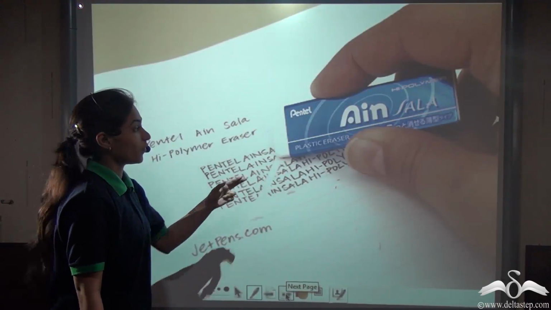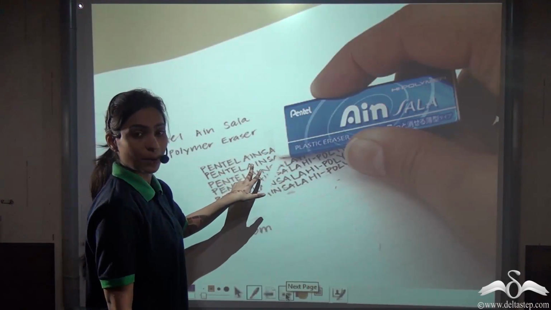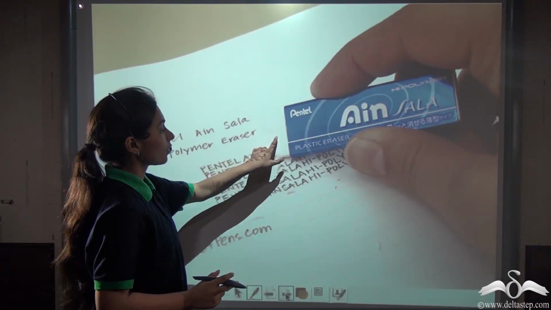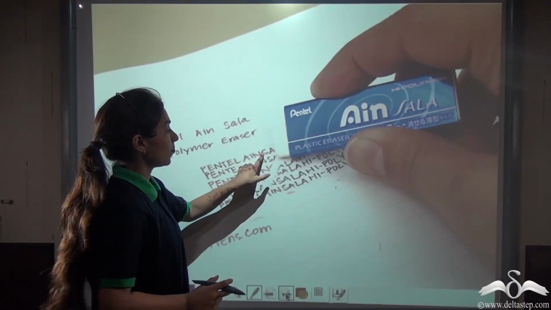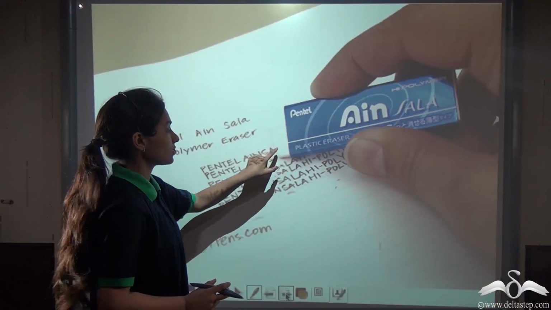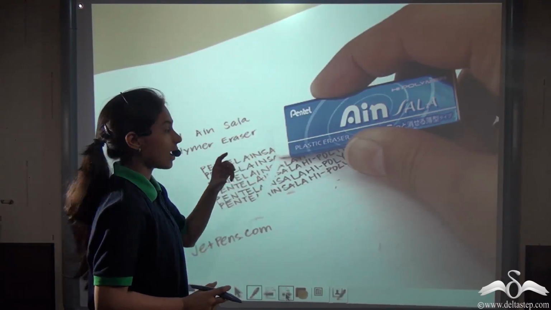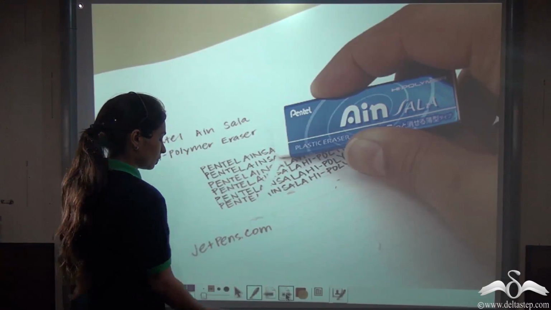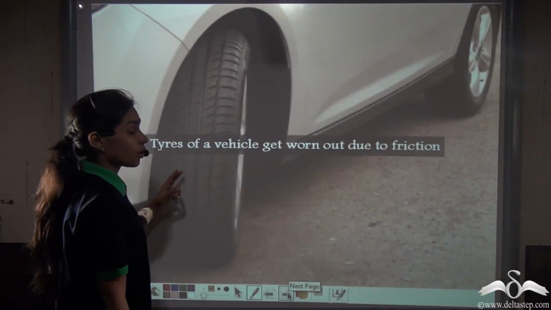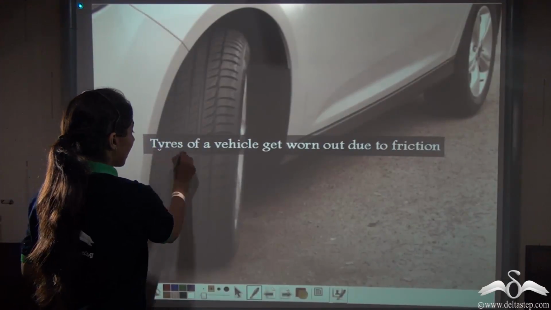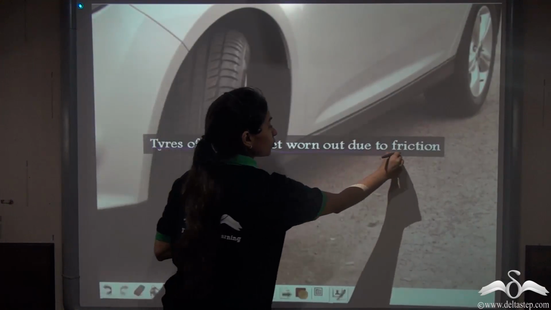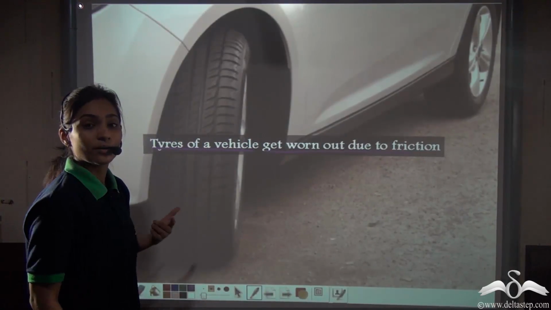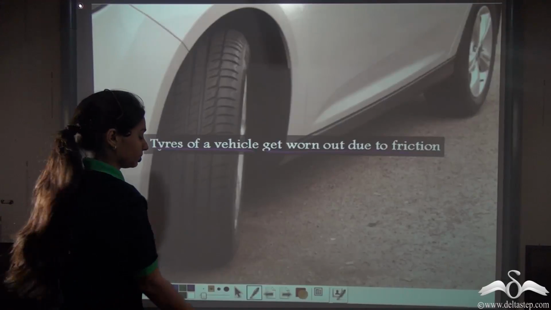Similarly, when we erase something which we have written on the paper, there is some frictional force acting between the eraser and the paper that makes the eraser wear out. You can see that the eraser creates dust and after some time the eraser gets smaller gradually. Not only these, but the tires of a vehicle also get worn out gradually due to friction.